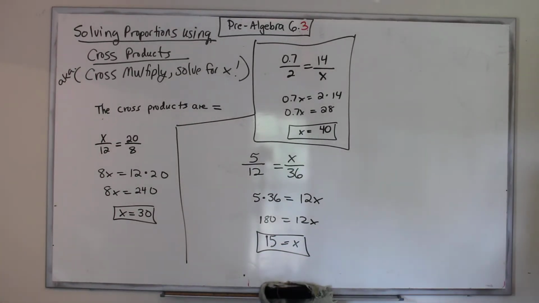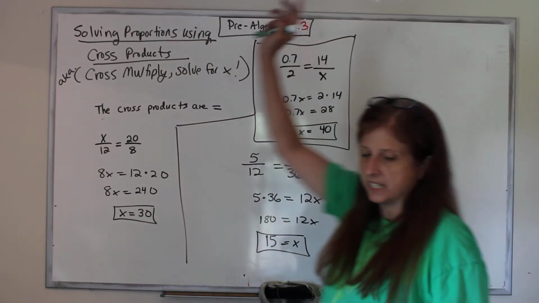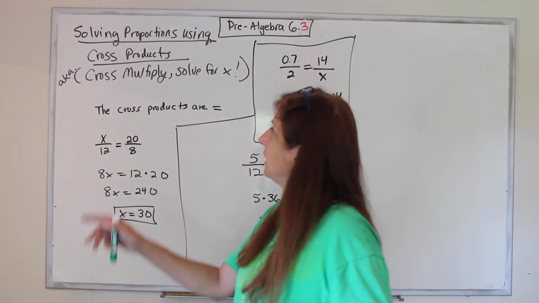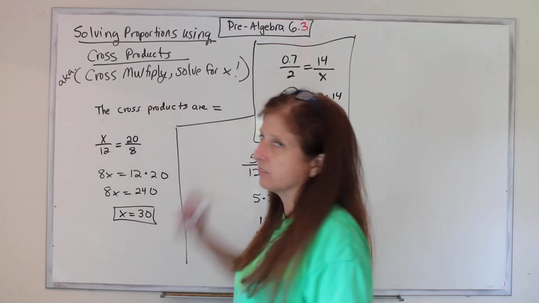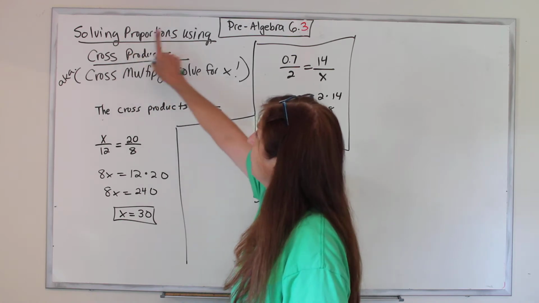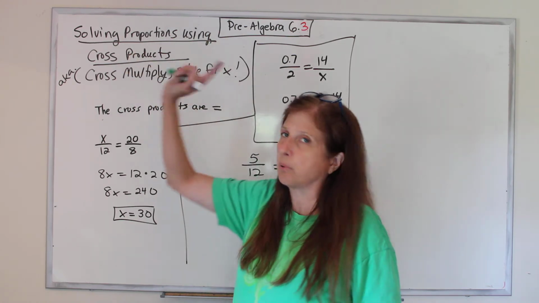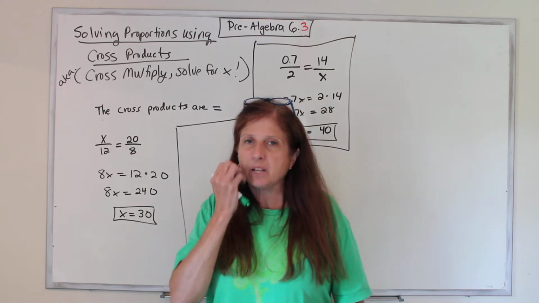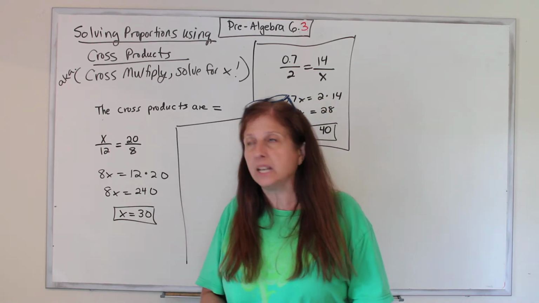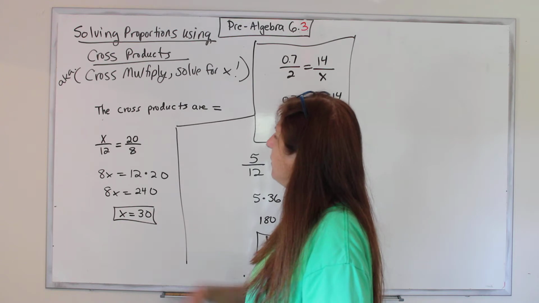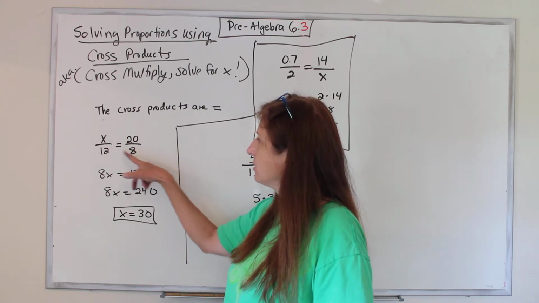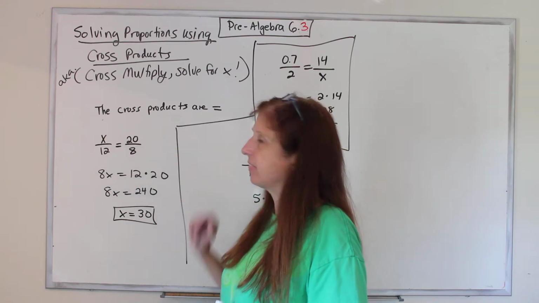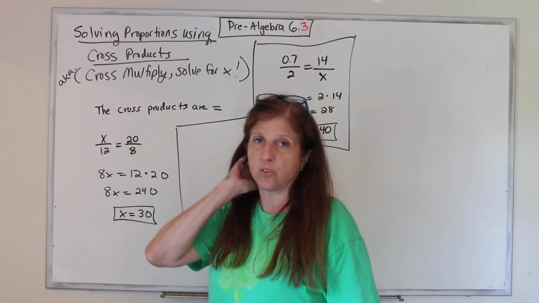Welcome back to Pre-Algebra Chapter 6, Section 3 in this book. What we've been learning is cross-multiplying and solving for x. Your book calls it solving proportions using cross products. Very fancy. Go book. Remember, I told you this is really important: you will have two fractions with an equal sign in between, and they'll give you three of the things and you solve for the fourth one.